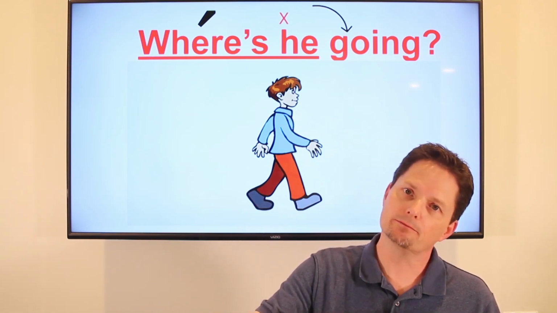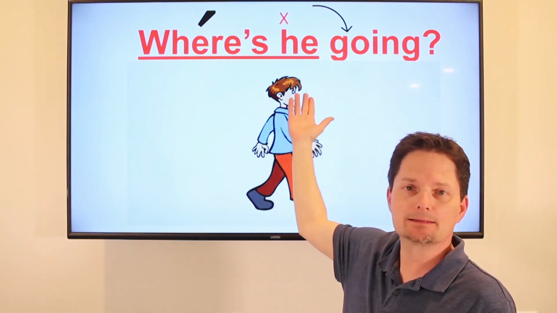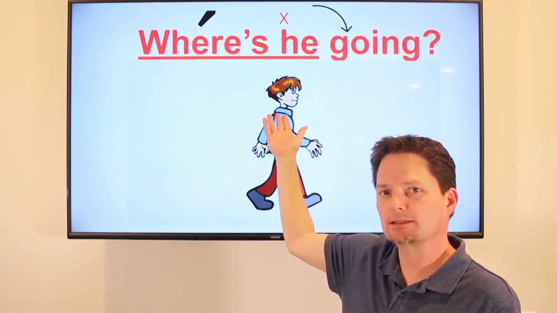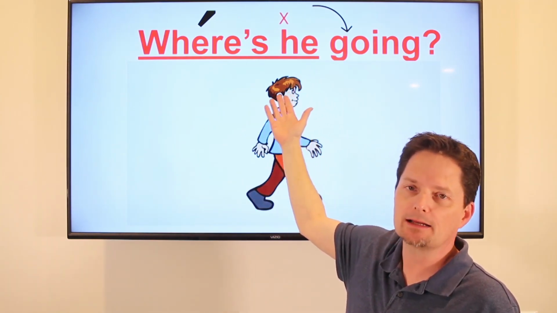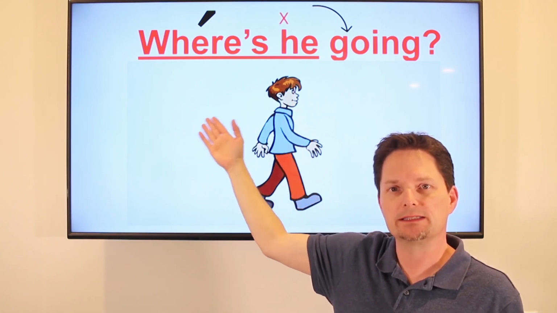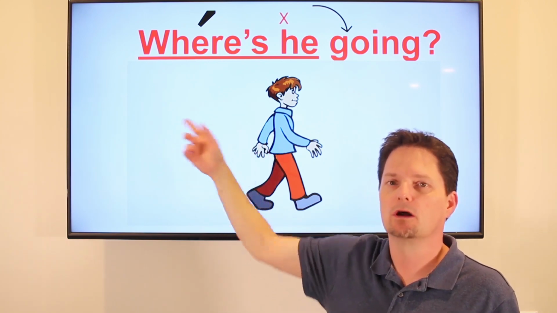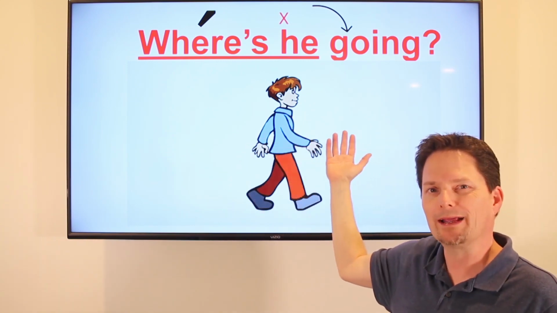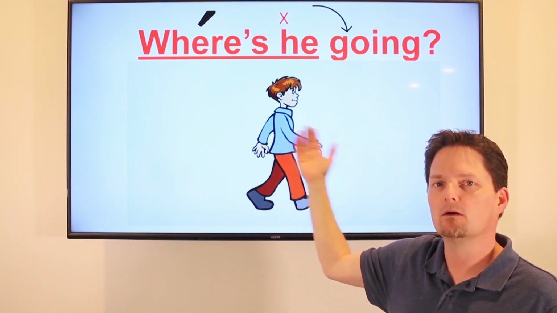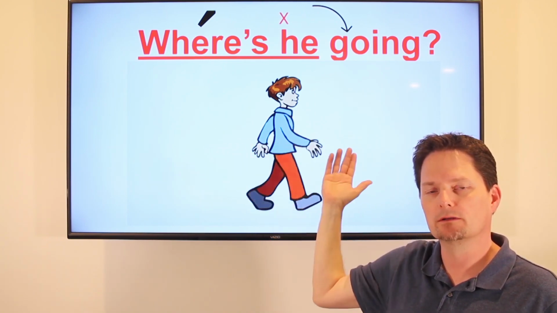Where is he going? The important word is where. But "he" is not an important word, so it's not stressed. We don't pronounce the H. It's silent. So you hear "where's he," "e." Put it together. Link your words. Where's he going? We don't say going, we say going. Where's he going? He's going to the store.